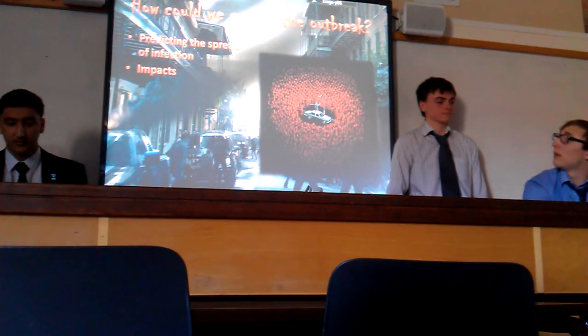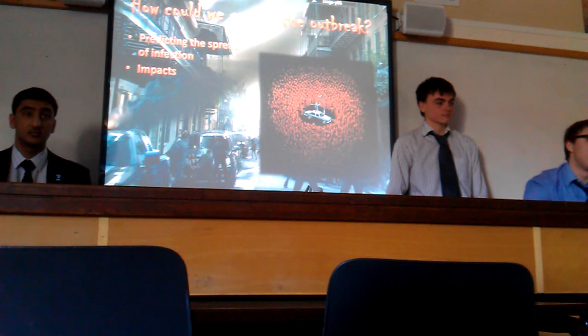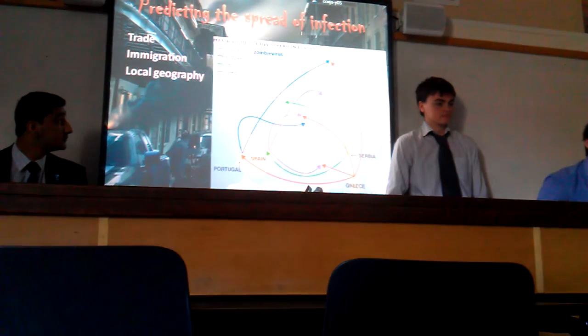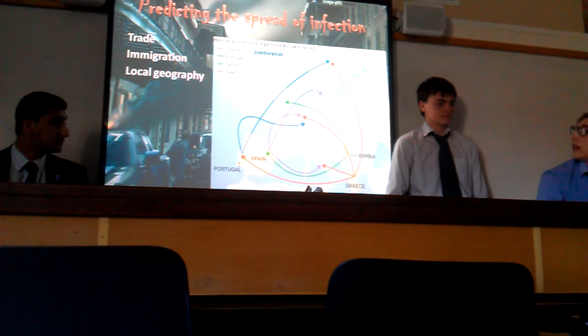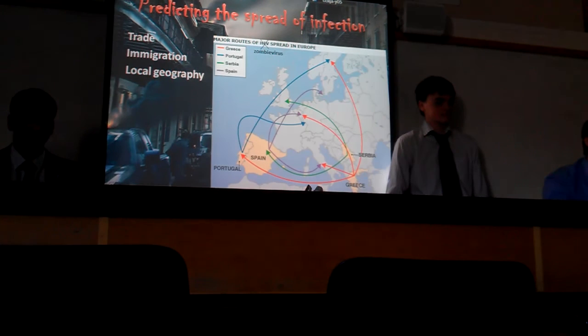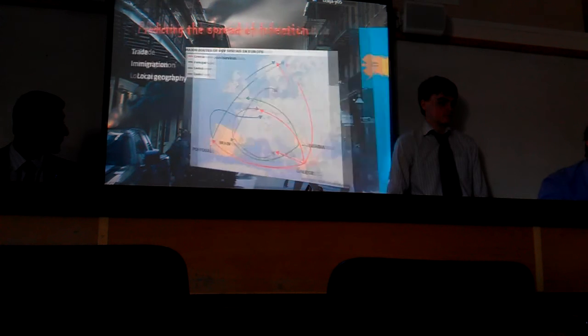Okay, so now we need to talk about how we're going to control the outbreak itself. And this can be split up into predicting the spread of infection and the geographical impacts that this could have. First of all, predicting the spread of infection. There are 3 large factors that affect this: trade, immigration, and local geography. Trade is obviously trading. Immigration is the moving of people from place to place. And local geography is mainly the physical side, where regions can be autonomous.